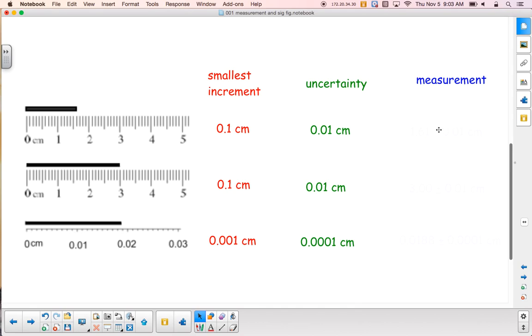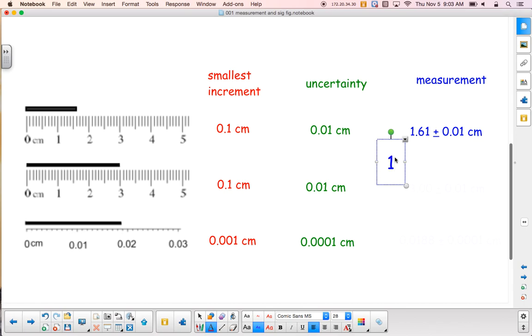Now I can go back and I can go to my original set of measurements where we thought the stick was 1.61 centimeters long, and I can record a proper measurement that says that this stick is 1.61 plus or minus 0.01 centimeters. What this is actually saying is that we are going to accept the measurement of our stick as being somewhere between 1.60 centimeters up to 1.62 centimeters. Measurements really end up always representing a range of numbers that could possibly be the correct answer.